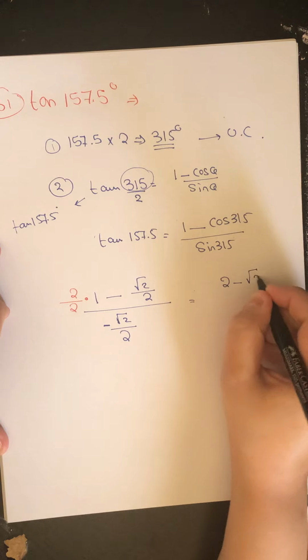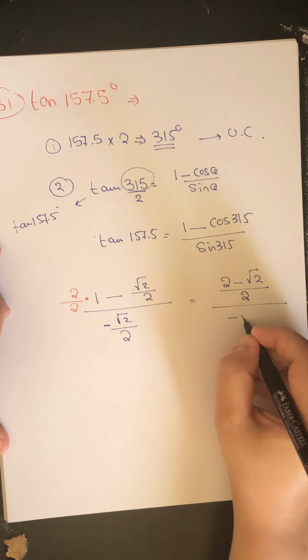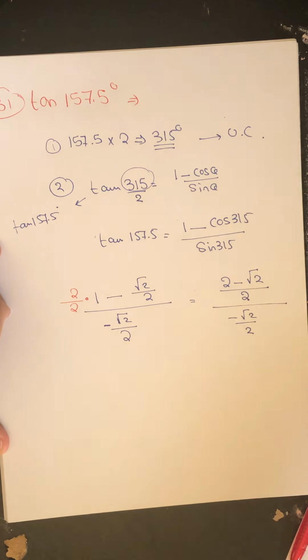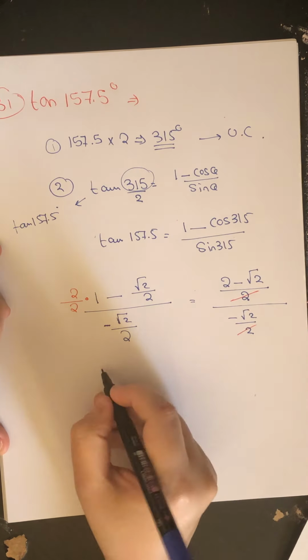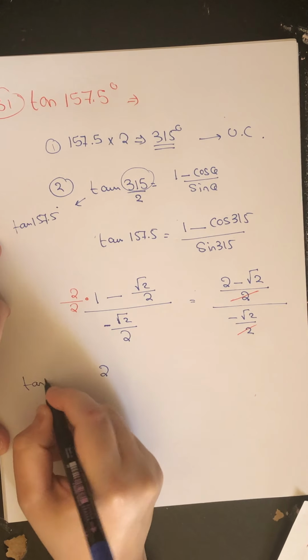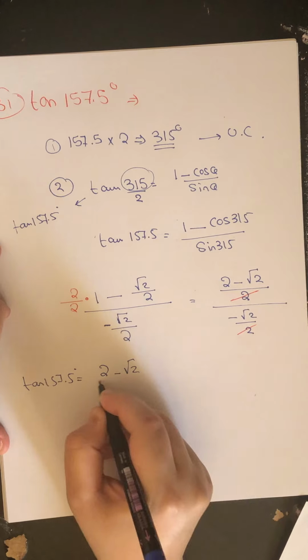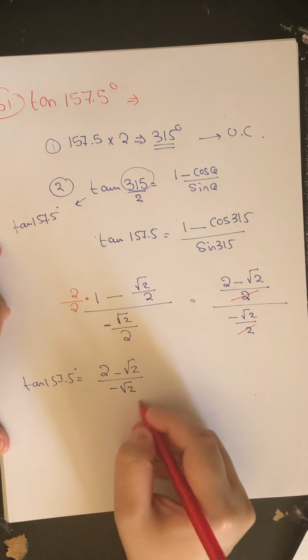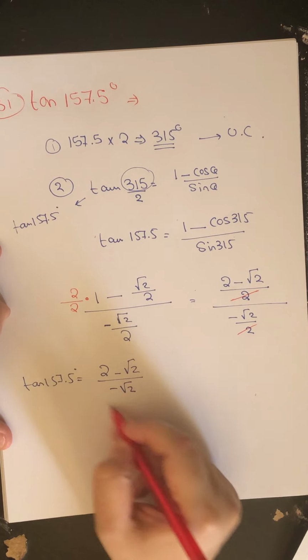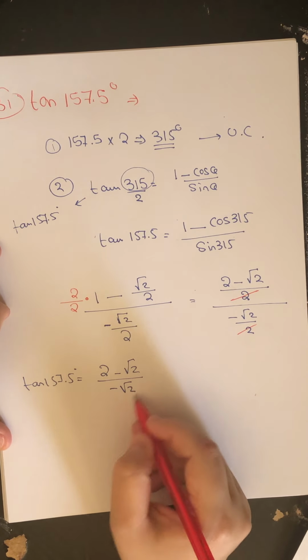So (2 minus root of 2) all over 2, divided by negative root of 2 over 2. I can cancel this with this, and I'm left with 2 tan 157.5 equal to 2 minus root of 2. We do not like roots in the denominator, and just to make this 1 and to make this positive, I can do another thing.